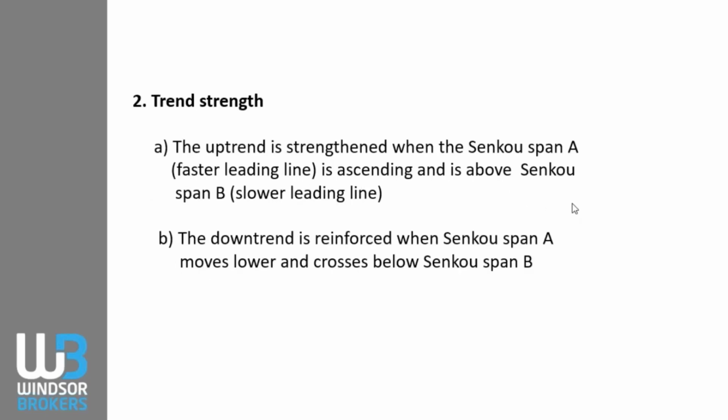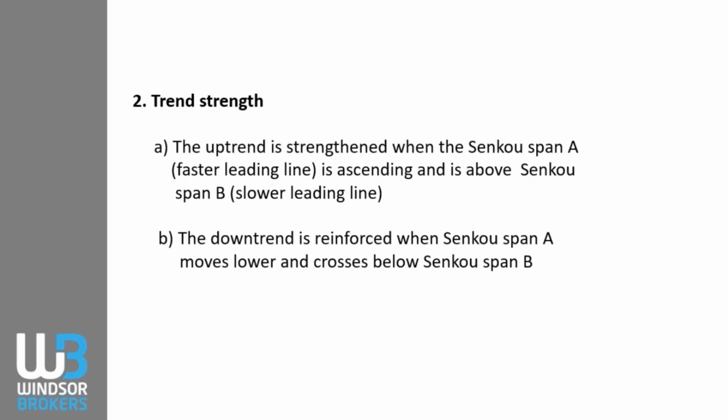The next important is the trend strength. As we said, Tenkan-sen and Kijun-sen lines are the first indications, but in case of uptrend, it's confirmed or strengthened when the Senkou span A, the faster leading line, is ascending and is above Senkou span B, which is the slower line, so it creates an ascending cloud, while in the opposite scenario, the downtrend is reinforced when Senkou span A moves lower and crosses below Senkou span B.